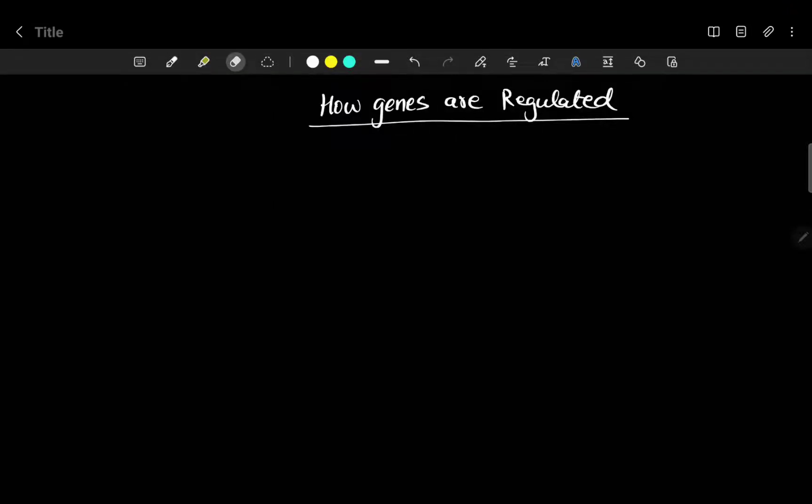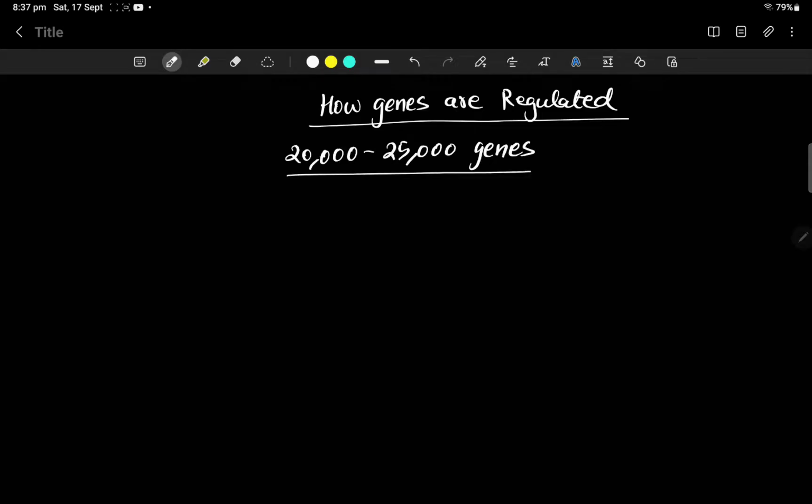So we are going to know how genes are regulated. There are a large number of genes in the body, around 20,000 to 25,000 expected. These are the genes present in the human body. Now how these genes are regulated is explained by a concept known as the Operon system or Operon concept.